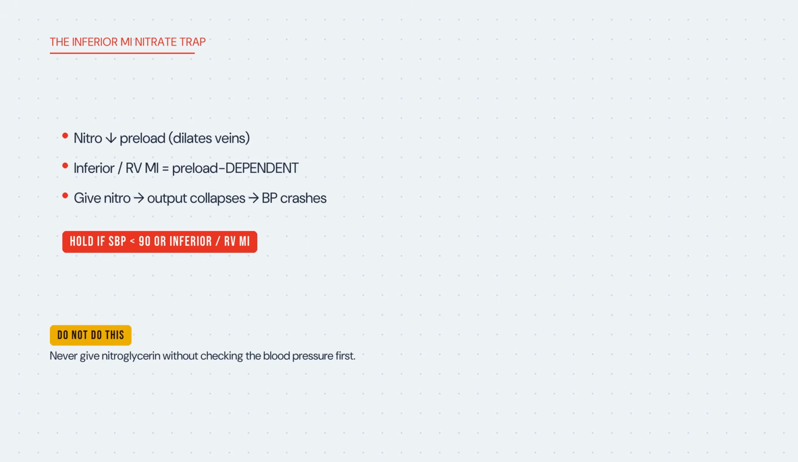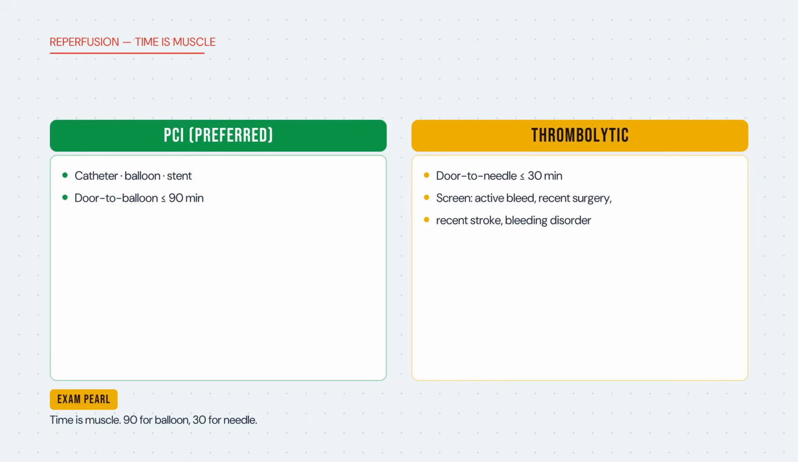Never give nitroglycerin without checking the blood pressure first. For a STEMI, the goal is to open the artery, and time is muscle. The preferred route is percutaneous coronary intervention: a catheter to the blockage, a balloon to open it, a stent to hold it. The target is door to balloon within 90 minutes.